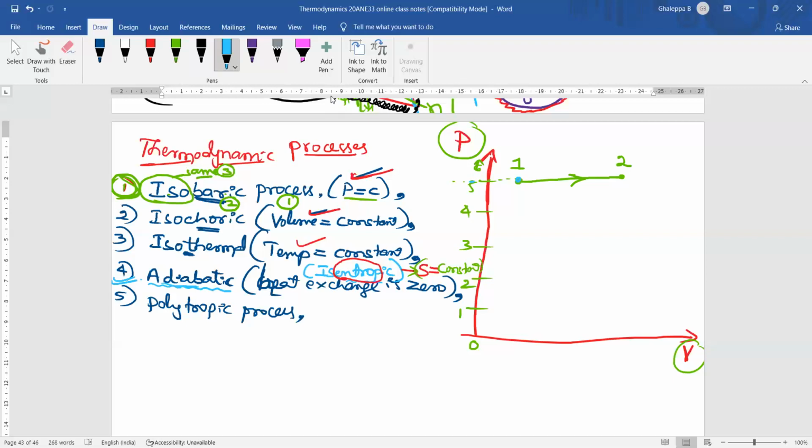5 bar. How much is the pressure at the end of the process? After the end of the process, sir, it is 5 bar itself. So here the pressure is constant, that is 5 bar. Dear students, remember, point number 1 is the initial point of the process or the final point? Point number 1 is the initial point. Point number 2 is the final point.